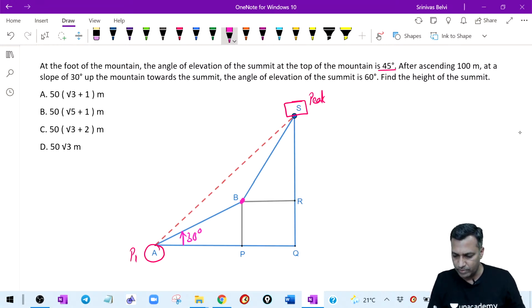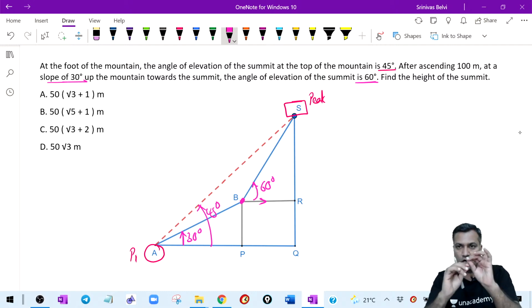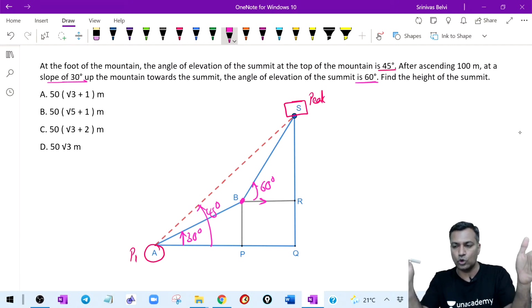So once he reached B, this is the straight line of vision. From here, the angle has changed to 60 degrees. Who said? The author only said the slope was 30 degrees, and then the elevation has changed to 60 degrees, but the overall elevation was 45 degrees. Therefore, on the face of it, your diagram would look something like this.